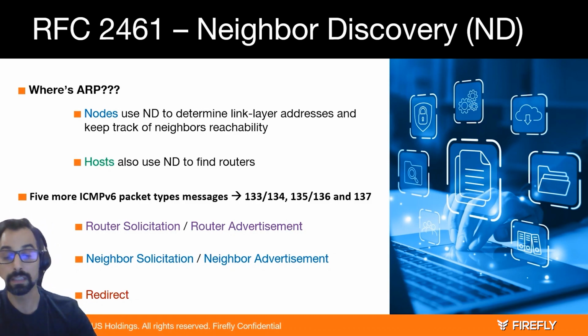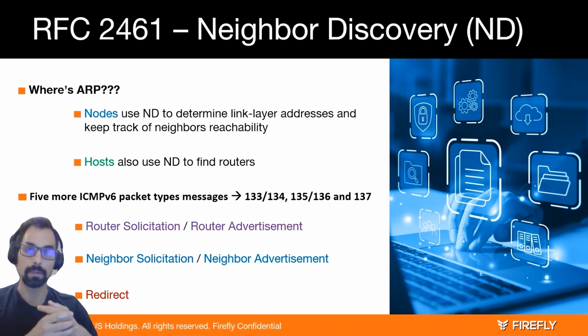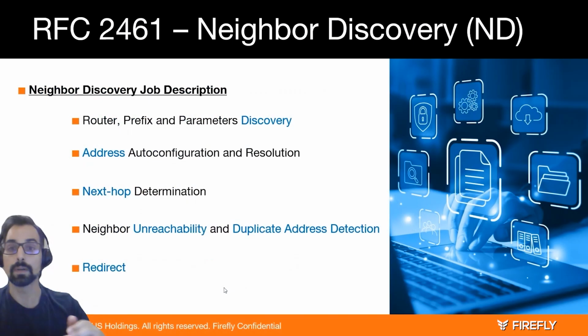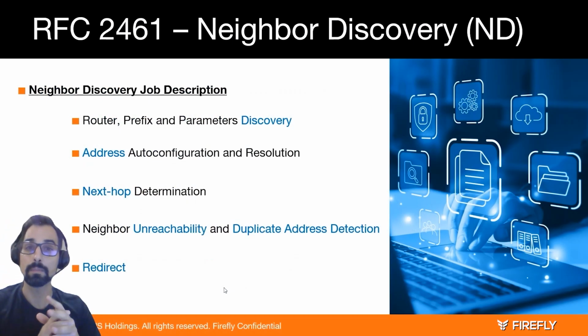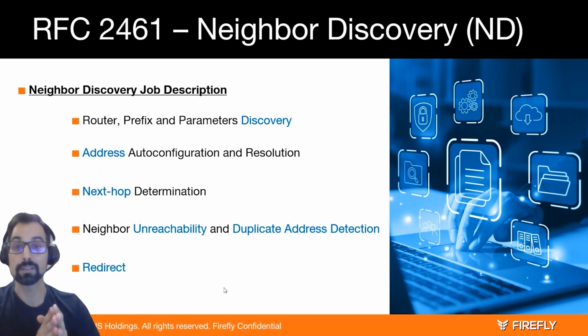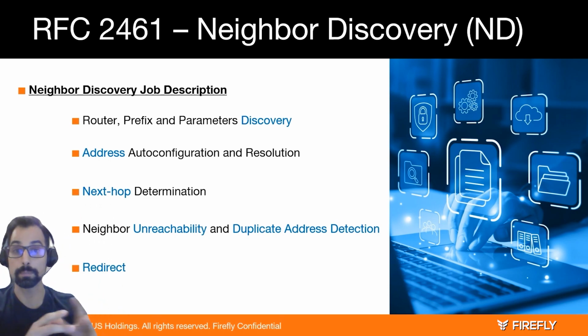And finally, the redirect is going to be sent if you have more than one router in the same link. Those messages can be sent to make routing more efficient. Okay, so we're going to discuss now more about neighbor discovery job description. This is kind of what the protocol is intended to do. This is all well written in RFC 2461, but basically all these functions are performed by neighbor discovery protocol.